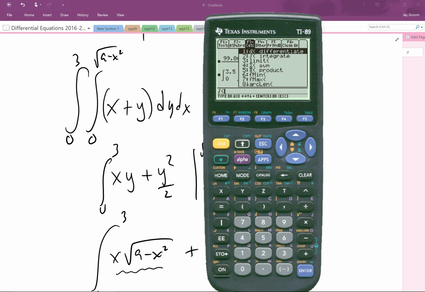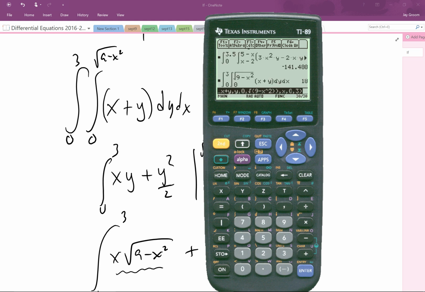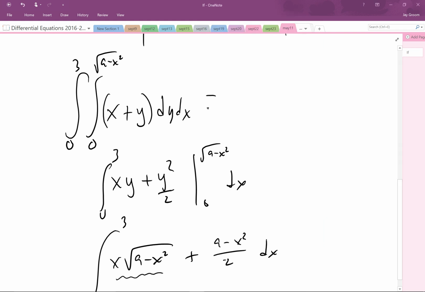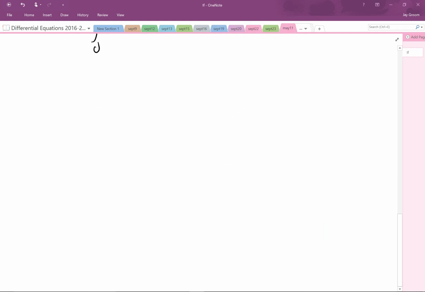No, integrate x plus y, comma, 0, comma, square root of 9 minus x squared, comma, x, comma, 0, comma, 3. Bam. 18. Yay. So it's 18. That's cool. But look how we could do it if we replace this.